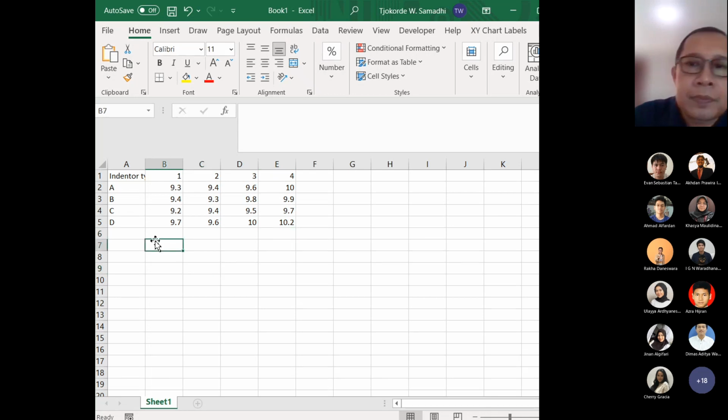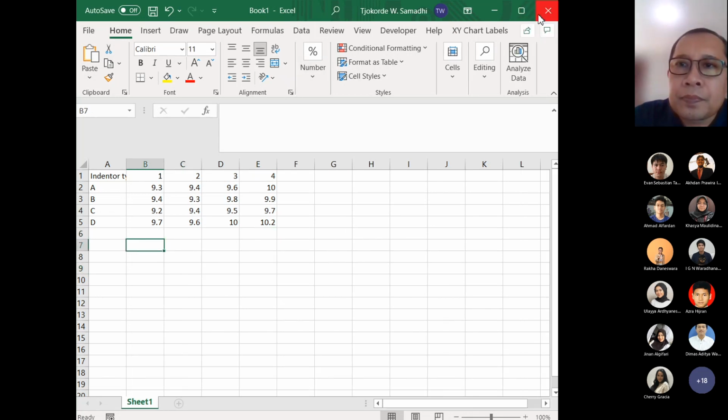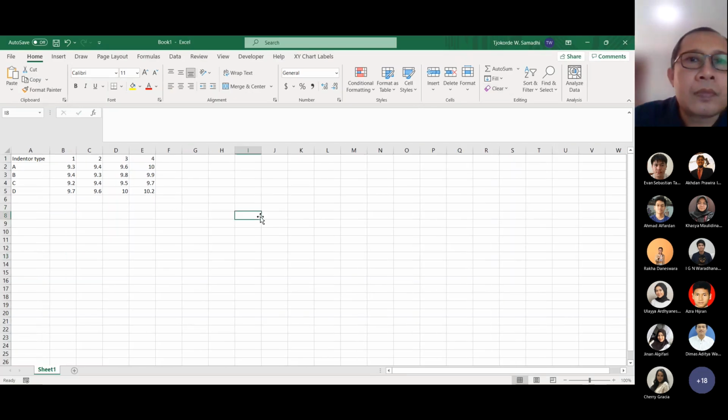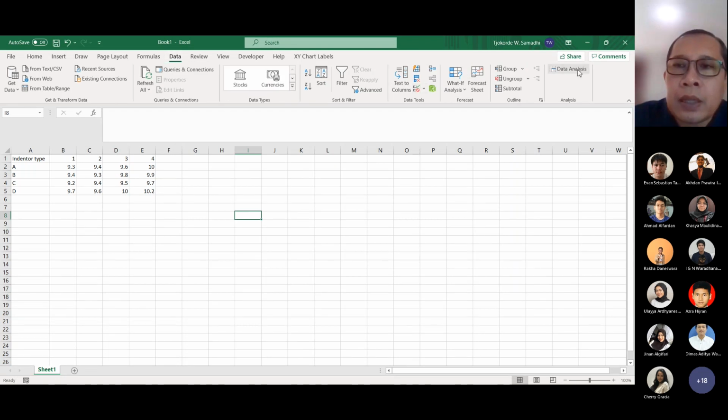Yep, okay, that's correct. So now we invoke the data analysis menu. What we have here is two-factor ANOVA without replication. As you can see, we have no replication within the measurement data itself. Now, can you guys see the data analysis pop-up menu?